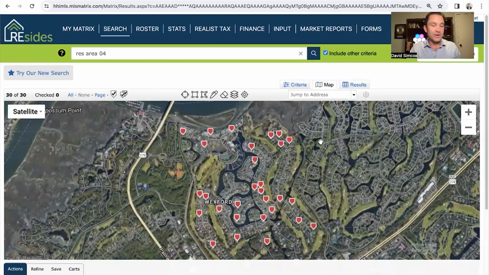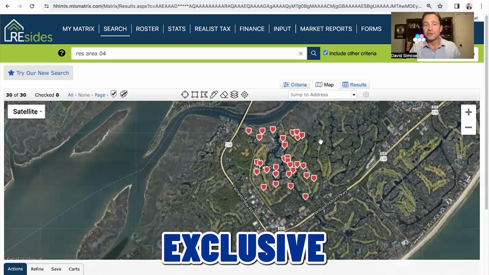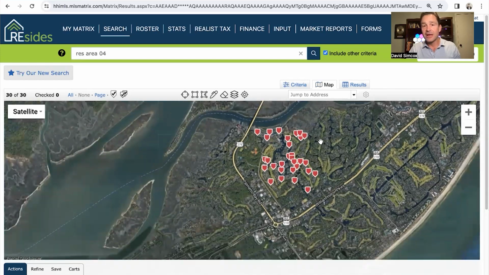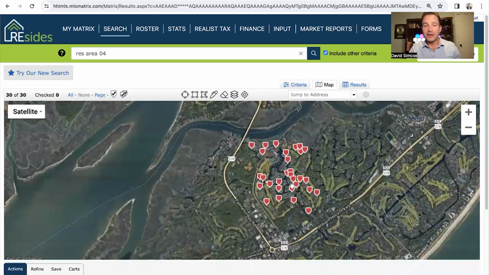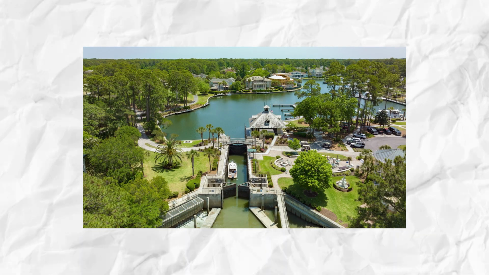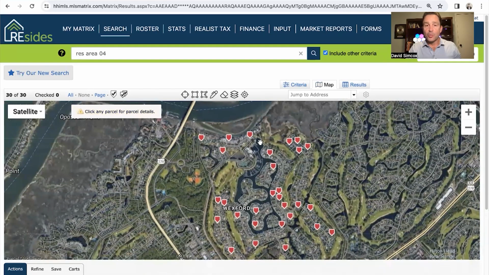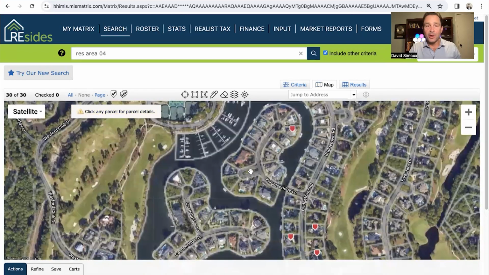All right, we don't have any neighborhoods with the letter T, U, or V, so we are gonna jump to the letter W, and for W, we have Wexford. Wexford is an incredible private, exclusive, gated golf course facility. And also the amazing thing about Wexford is they have their own lock system and their own waterways in here. So this is all on a lock system that opens and closes so that these waterways don't go up and down with the tide. It makes it safer if you want to keep a boat behind your house.